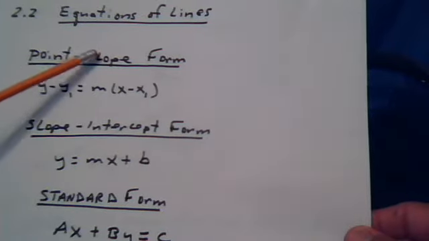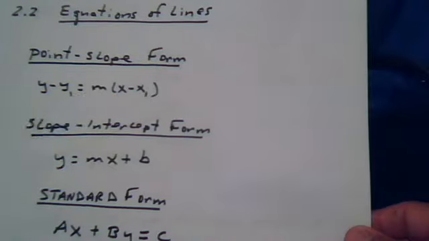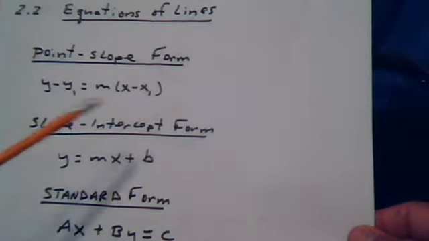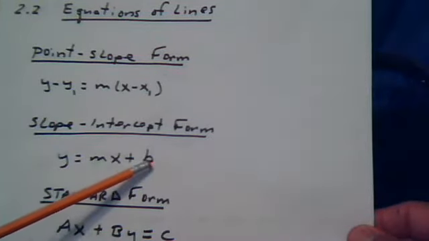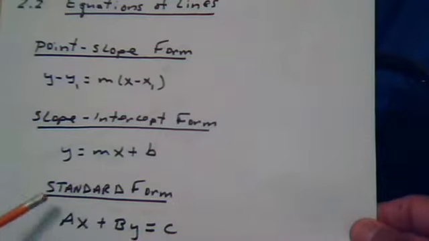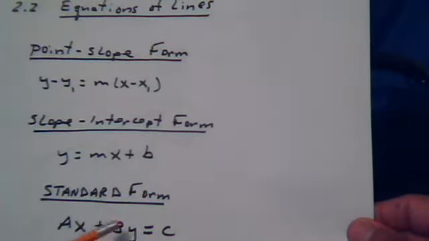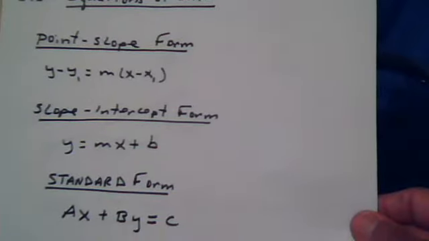The point-slope form equation mentions the point and the slope. So point, slope. The slope-intercept form equation mentions the slope and the intercept. This is a y-intercept. And the standard form is easiest to remember. That just has the x term and the y term on one side and a constant on the other side by itself.